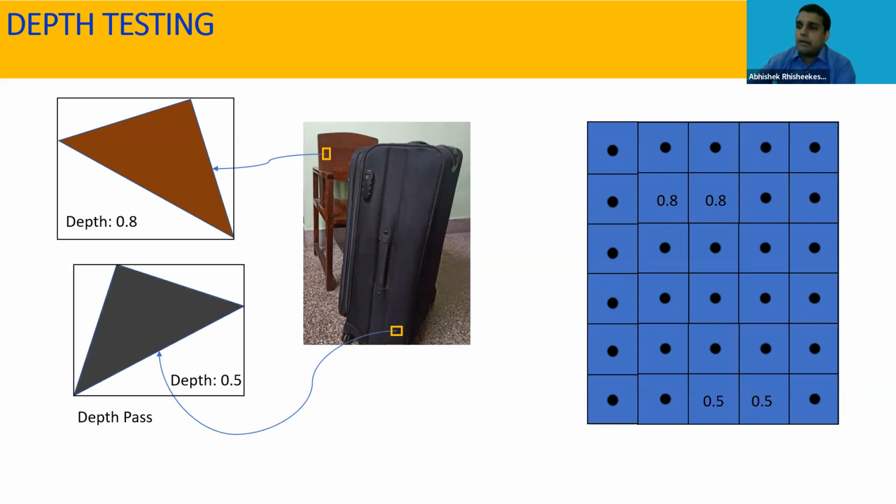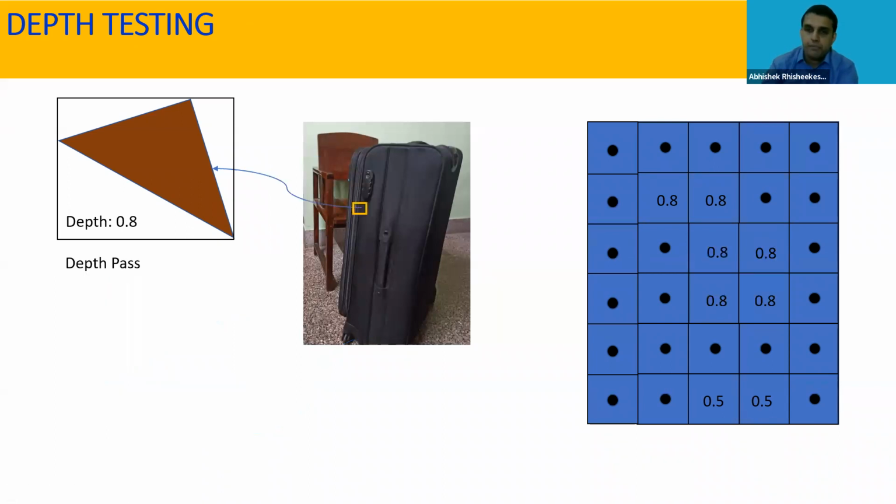Now comes a triangle from the trolley bag towards its bottom, which doesn't overlap with any portion of the chair. So this triangle also passes depth testing, similar to the previous one, and the respective locations in the depth buffer are marked with its depth value of 0.5. Now, let's consider a triangle from the chair that overlaps with the trolley bag towards the middle of the scene, as shown. Since this triangle is the first to reach depth testing, it passes the depth test, and the mapped locations in the depth buffer are marked as 0.8, as shown here on the right.